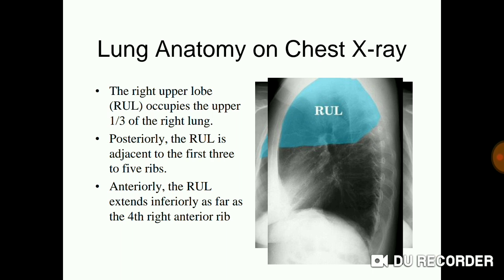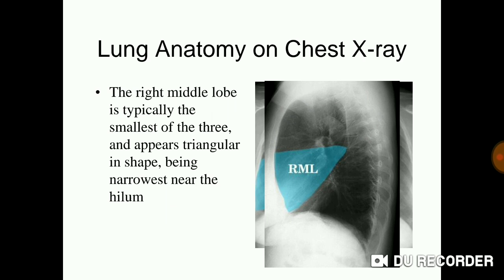Right upper lobe. The right upper lobe occupies the upper one-third of the right lung. Posteriorly, the right upper lobe is adjacent to the first 3 to 5 ribs. Anteriorly, the right upper lobe extends inferiorly as far as the fourth right anterior rib. The right middle lobe is typically the smallest of the three and appears triangular in shape, being narrowest near the hilum.